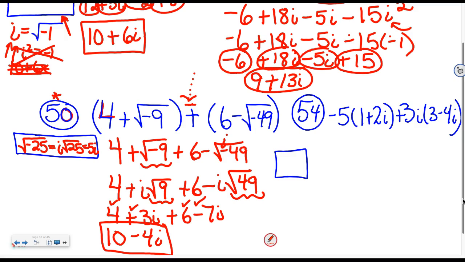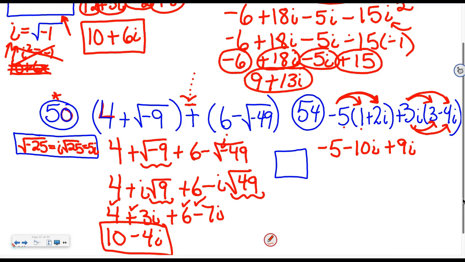All right, last one. This has got some distributing that I need to do before I start. So let's do that. -5 times 1 is a -5. -5 times 2i will be a -10i. I just distributed the -5 in. Now I'll distribute this in. 3 times 3 is 9. I have the i hanging around, and I have the 3i times the 4i, and it's a positive times a negative, so I'll balance out to be negative. I will have 12i squared.